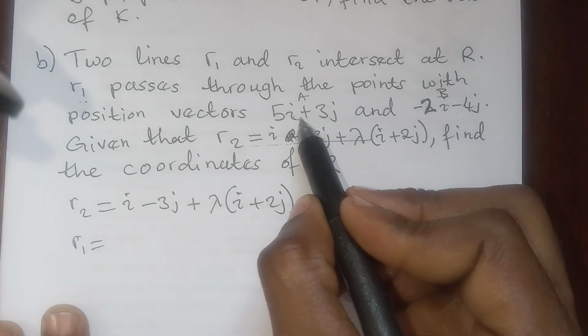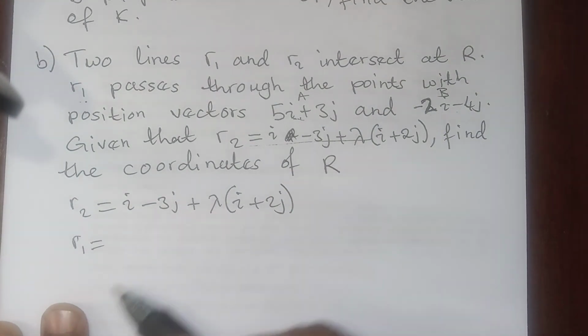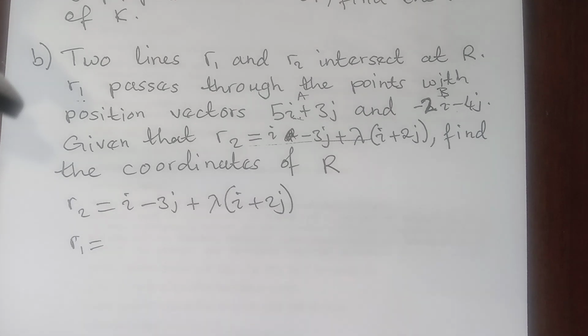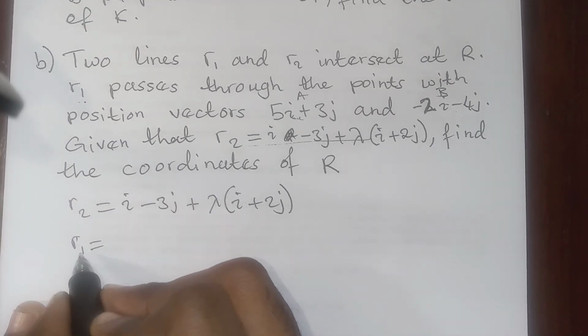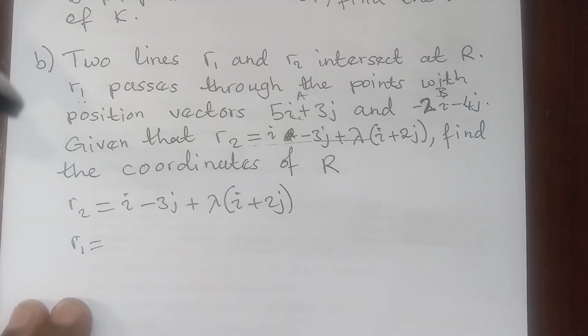So you can either pick this or this. Whichever you pick, despite the fact that the answers may look a bit different or the equations may look a bit different, they are technically the same depending on the value of k you find. So let's say we want to find the equation of R1.